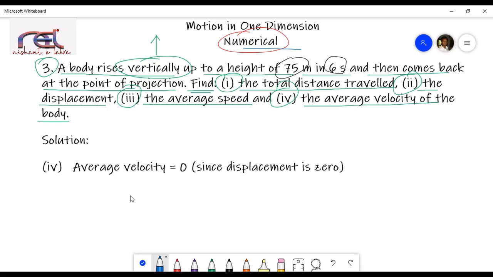Let's solve the fourth question. We have to find the average velocity, and obviously average velocity also will be 0 because displacement is 0. Previously, if you remember the note that I have given you, if you have gone through that, you will understand it.